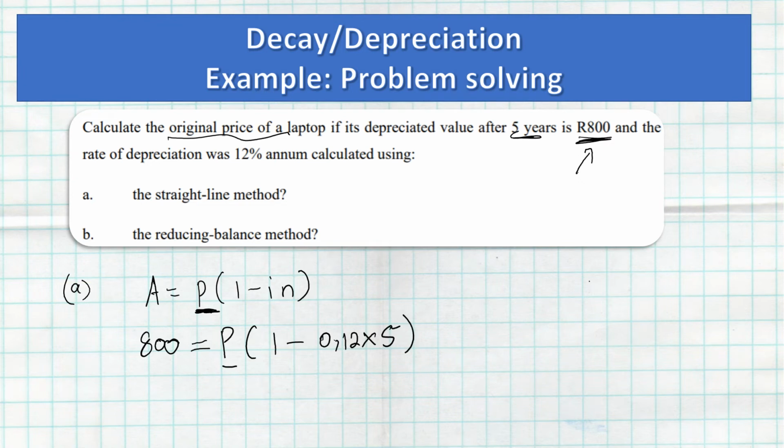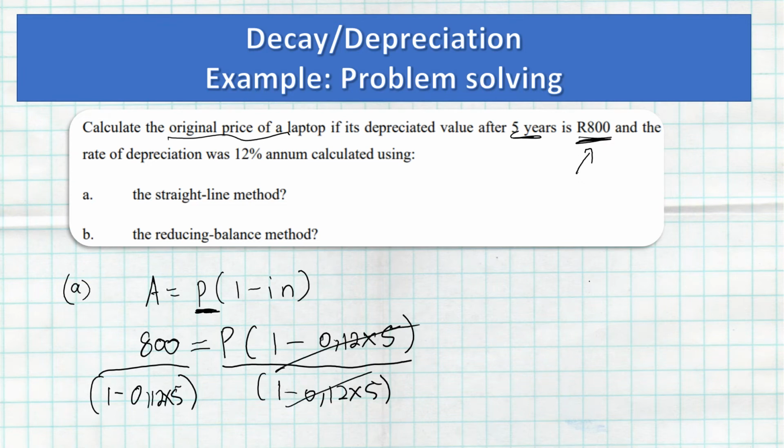Then we can solve for P by dividing both sides by 1 minus 0.12 times 5. Okay, so this one will cancel out this one. Then we'll be left with P being equal to 2,000. So our P is 2,000 rands. So you can see that on a straight line method, the original price of the laptop was 2,000 rands.